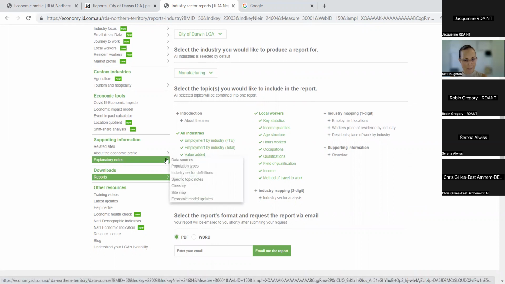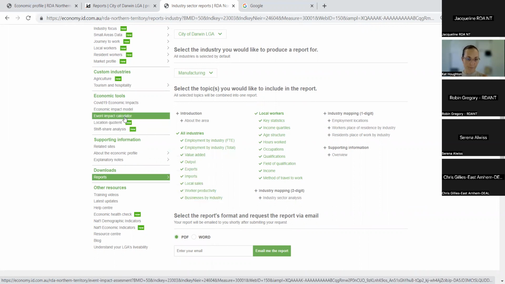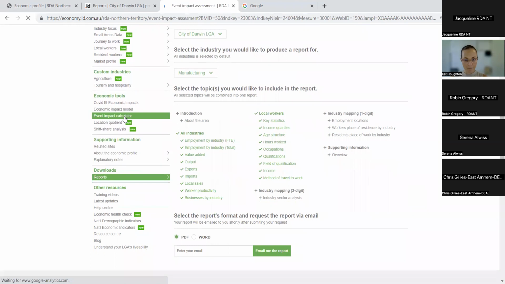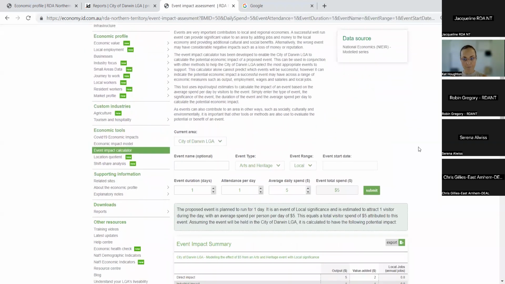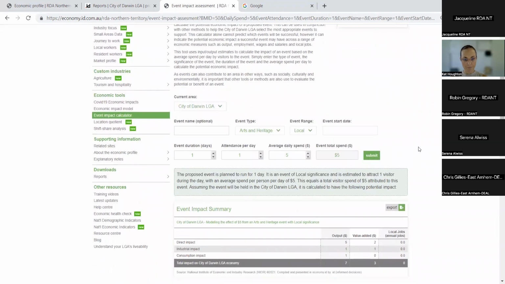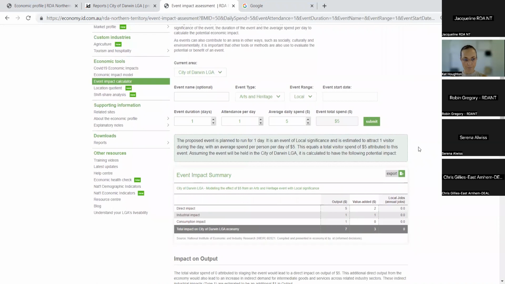Just wanted to clarify though, just in terms of the economic impact calculator. That's currently only available to local councils, but if you do require, or would like to look at a report for an application that you're submitting, and you don't have access to it, please don't hesitate to reach out to myself or Robin, and we can help you out with that.